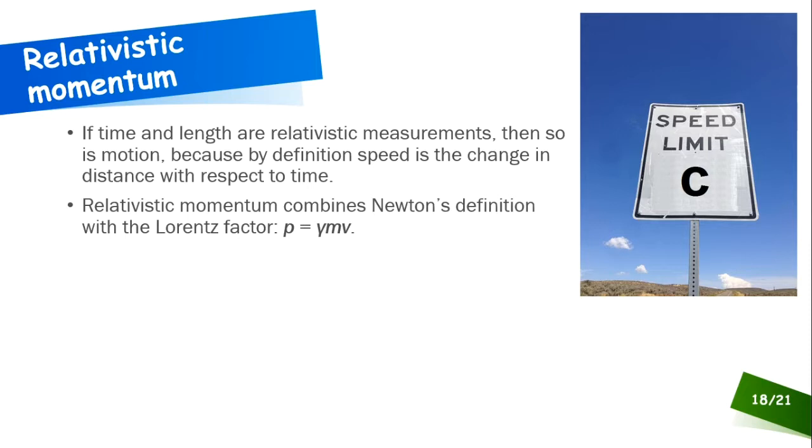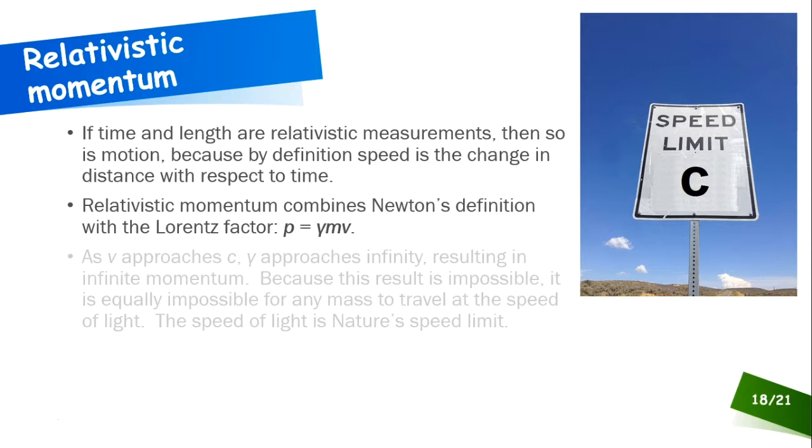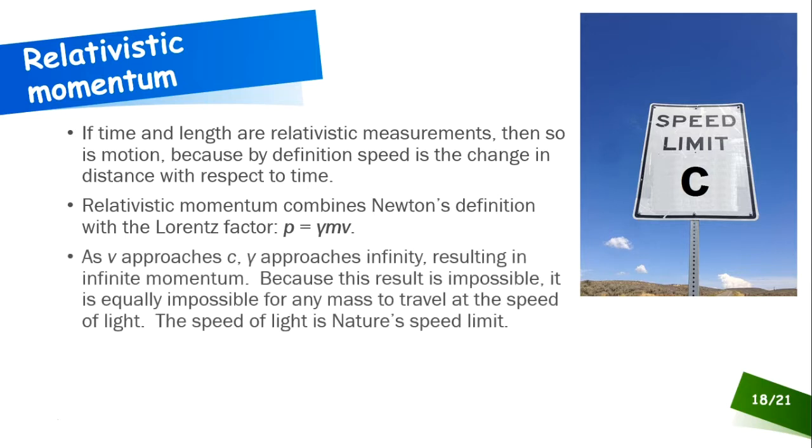So instead of P being our momentum and it's equal to mass times velocity, now relativistic momentum is going to be equal to gamma, which is our Lorentz factor, times mass times velocity. So as our speed approaches the speed of light, gamma is going to get bigger and bigger until it approaches infinity, which results in an infinite momentum. But you really can't have infinite momentum, okay? It's equally impossible for any mass to travel at the speed of light. The speed of light is therefore nature's speed limit, okay?